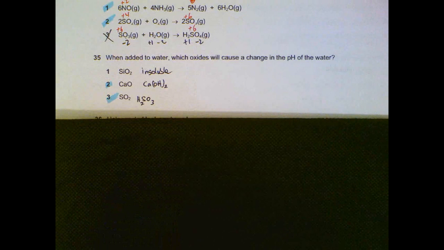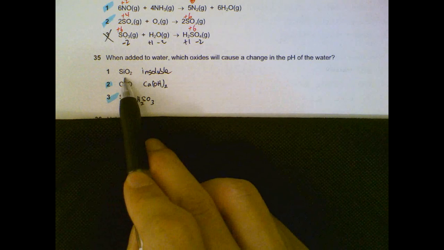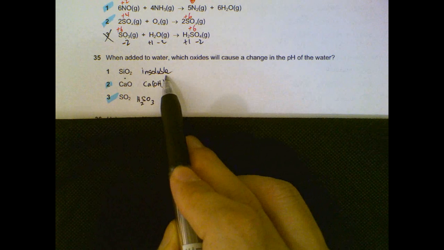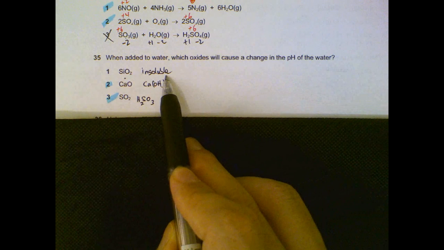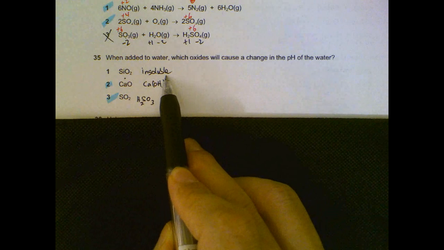35. Which one will cause a change in pH when added to water? Silicon dioxide, silicon 4 oxide, although it's acidic in nature, it is actually insoluble. So you have to be careful. When added to water, it doesn't dissolve. There will be no change in pH.